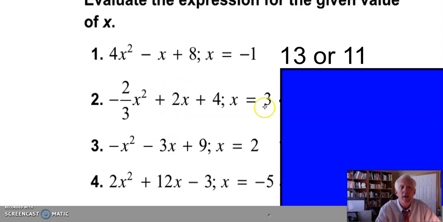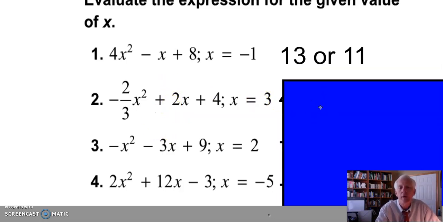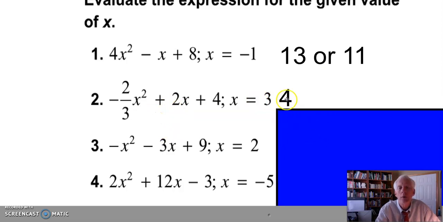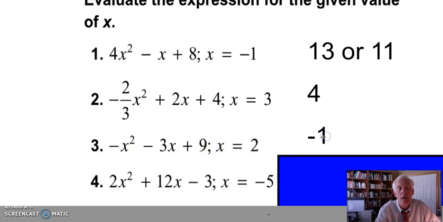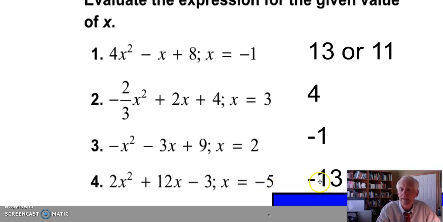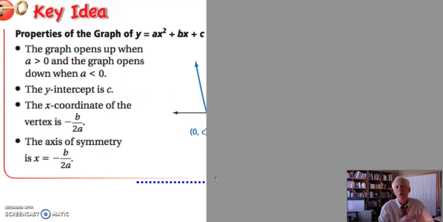So these 3, if you were to insert 3 in there, the answer would be 4. Insert the x value into number 3, you'd end up with -1. And if you insert the -5 value into number 4, you would end up with a -13. Okay, so the blue makes me look kind of weird, doesn't it? Anyway.